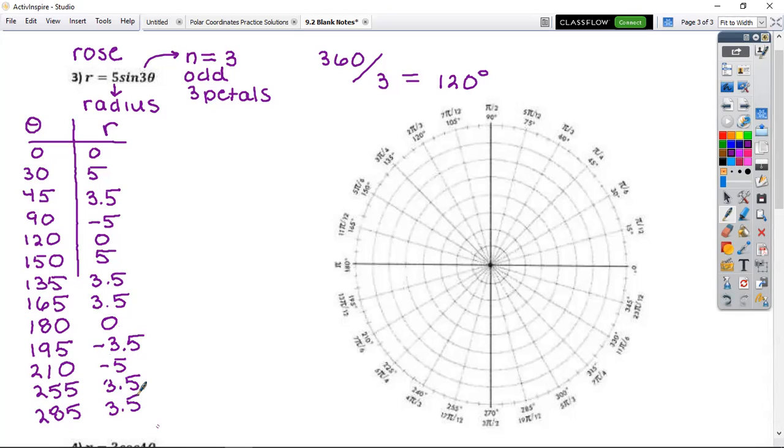So again, this is called a rose. So we have 0, 0. I have next here 30 and 5. 1, 2, 3, 4, 5. And then on the other side of that, I have 45 and 3.5, which means that right here, I would also have 3.5. So here is your first petal.